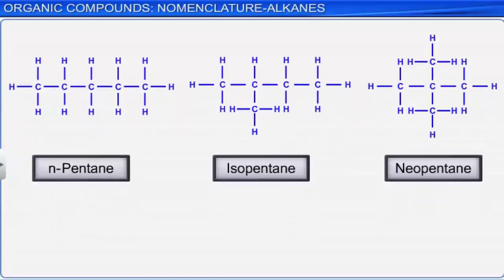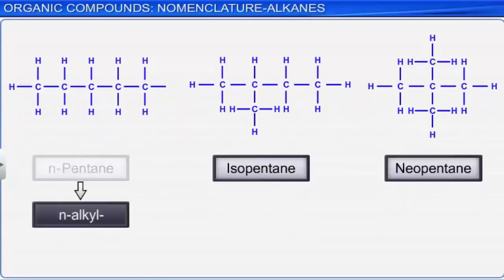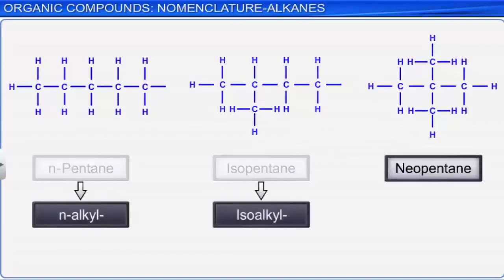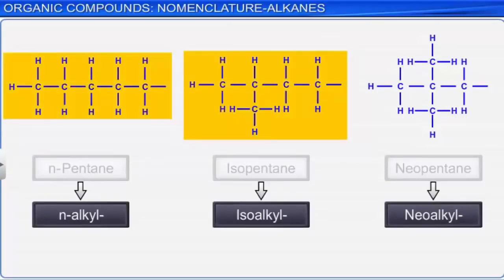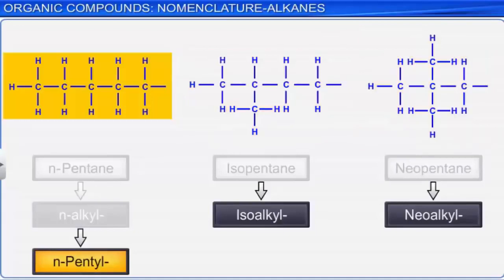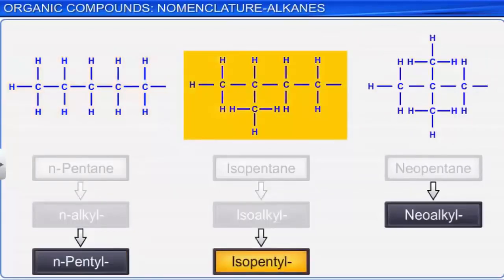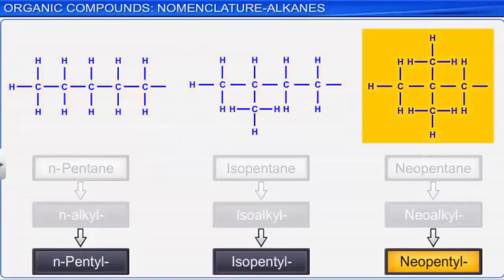The corresponding alkyl groups are named as N-alkyl, isoalkyl, neoalkyl respectively. Examples of N-alkyl, isoalkyl, and neoalkyl are shown here. They are N-pentyl, isopentyl, and neopentyl respectively.